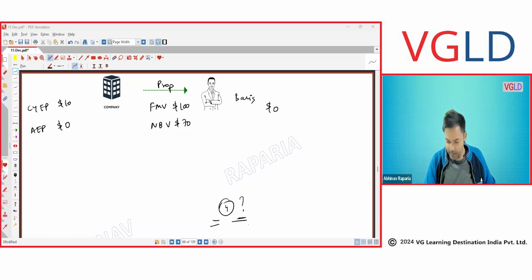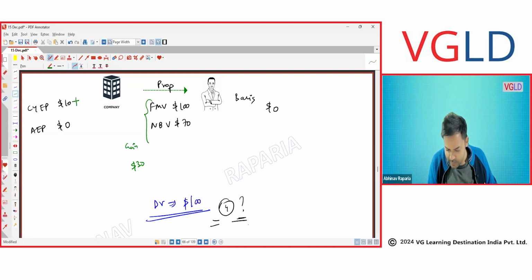Okay, let's see. Guys, what is my distribution value here, first of all? Distribution value is 100. How much gain are we going to recognize here? Gain we are going to recognize 30. So I'll add 30 here, guys. After that, where is the confusion?